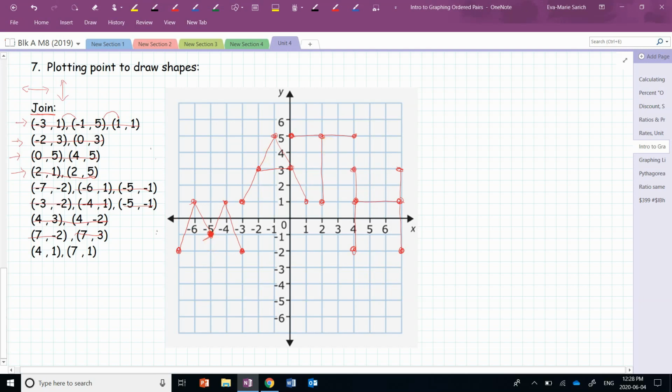Now, you're not going to have words that are going to be created. You're going to have just shapes. Okay, you're going to draw a picture.